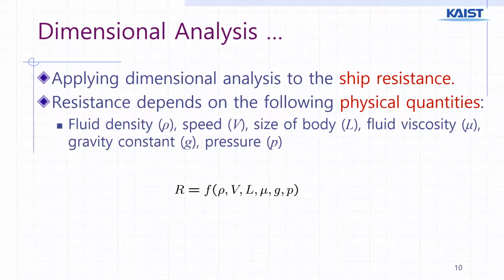Pressure may be a little bit fluctuating, but we can assume it sometimes can be a constant, and sometimes it can be used as a variable. But anyway, the big variables are V and L, length and speed, and resistance.